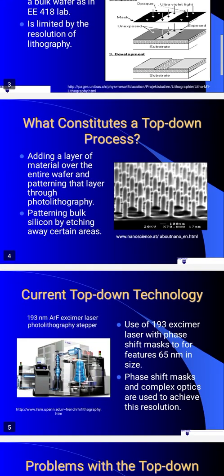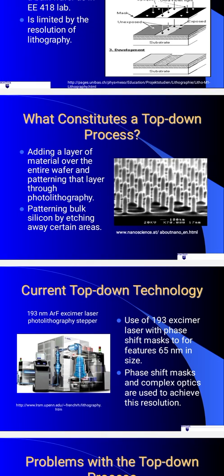And here the next slide shows what constitutes a top-down process. Here, adding a layer of material over the entire wafer and patterning that layer through photolithography, as we have mentioned in the previous slide. This is a picture of a nanostructure made by photolithography, patterning bulk silicon by etching away certain areas. So this is a side view image. This structure has a high aspect ratio. See that the height is large compared to the width.